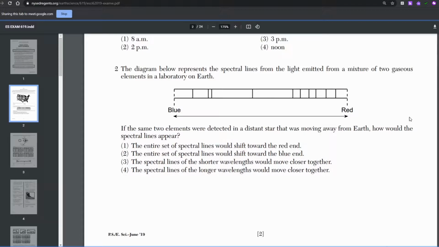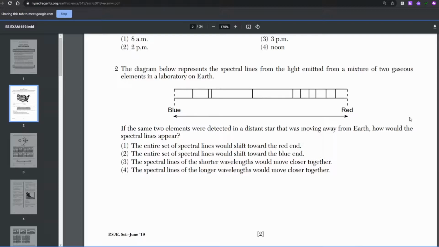Okay, next one, number two. This should be pretty familiar. The diagram below represents the spectral lines from the light emitted from a mixture of two gaseous elements in a laboratory on Earth. So you can see that we have wavelengths running from blue to red. So there's your spectrum. And it says, if the same two elements were detected in a distant star that was moving away from Earth, how would the spectral lines appear?